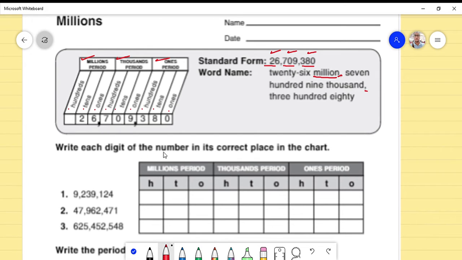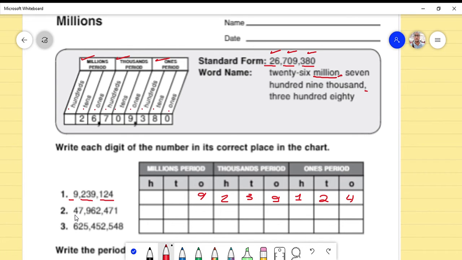Write each digit of the number in its correct place in the chart. Here is 9. Okay, here is the ones period, here is the thousand period, and here is the million period. So here is 9 in the millions, 9 in the ones of million, 9 million. And what about the thousands? 239. And what else? 124. Look at the second number.